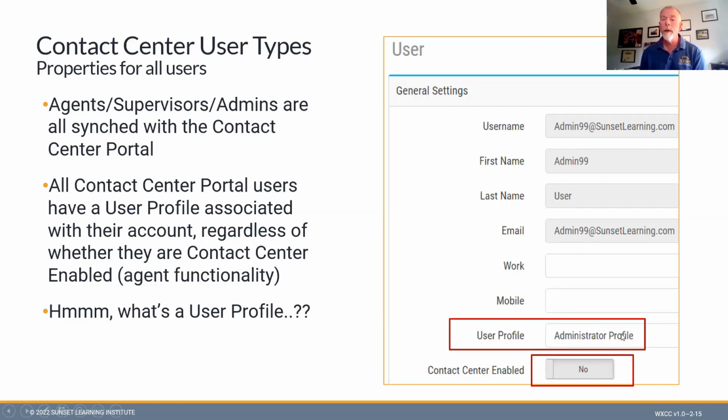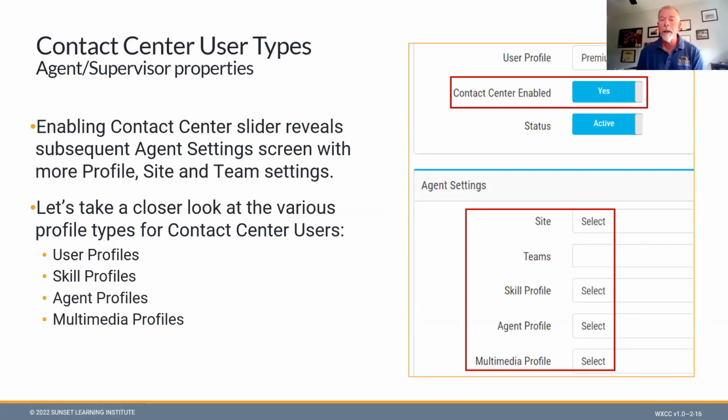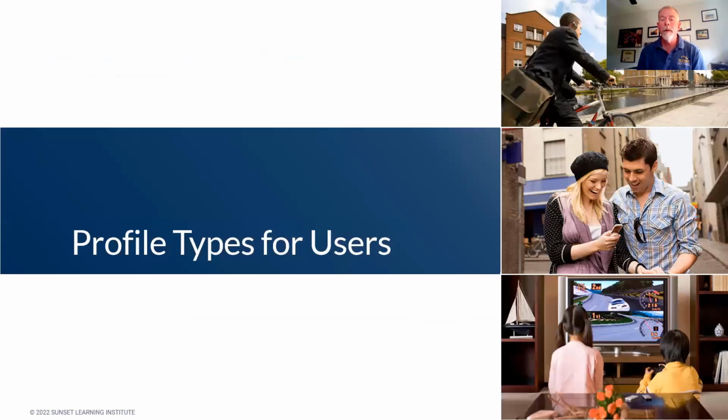We notice here that this user profile is assigned, and we've got another slider button down below that says Contact Center Enabled. So what we're going to describe to you in a second is what a user profile is exactly, and if we enable this contact center functionality, what these things are called: sites, teams, skill profiles, agent profiles, and multimedia profiles. So far we've talked about users coming from the Control Hub as contact center types of users, either agents, supervisors, or some form of administrative functionality. And when we get those users imported into the contact center environment, we've got some additional fields that we need to think about for how exactly those impact things.